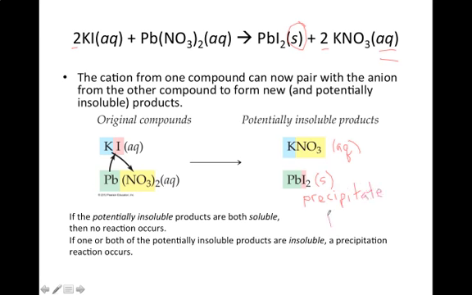Sometimes you'll see precipitate abbreviated as PPT, precipitate.